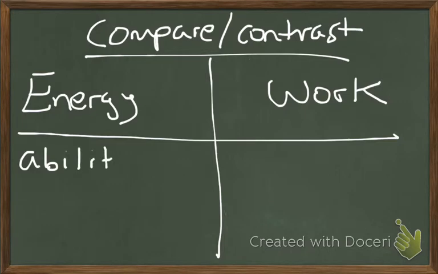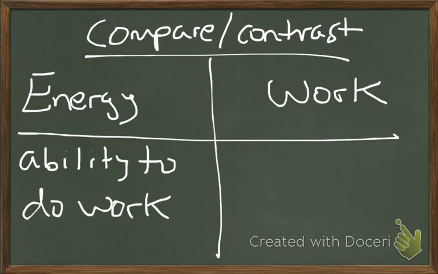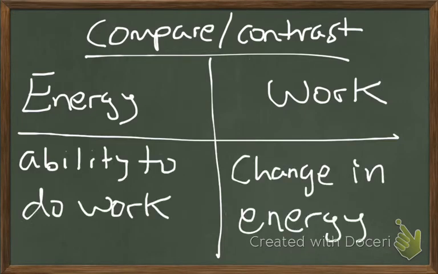Energy is the ability to do work, and work is a change in energy. So if I did work on a system, I changed its energy. If I have a lot of energy, I'm able to do a lot of work. So this is how they're related to each other.